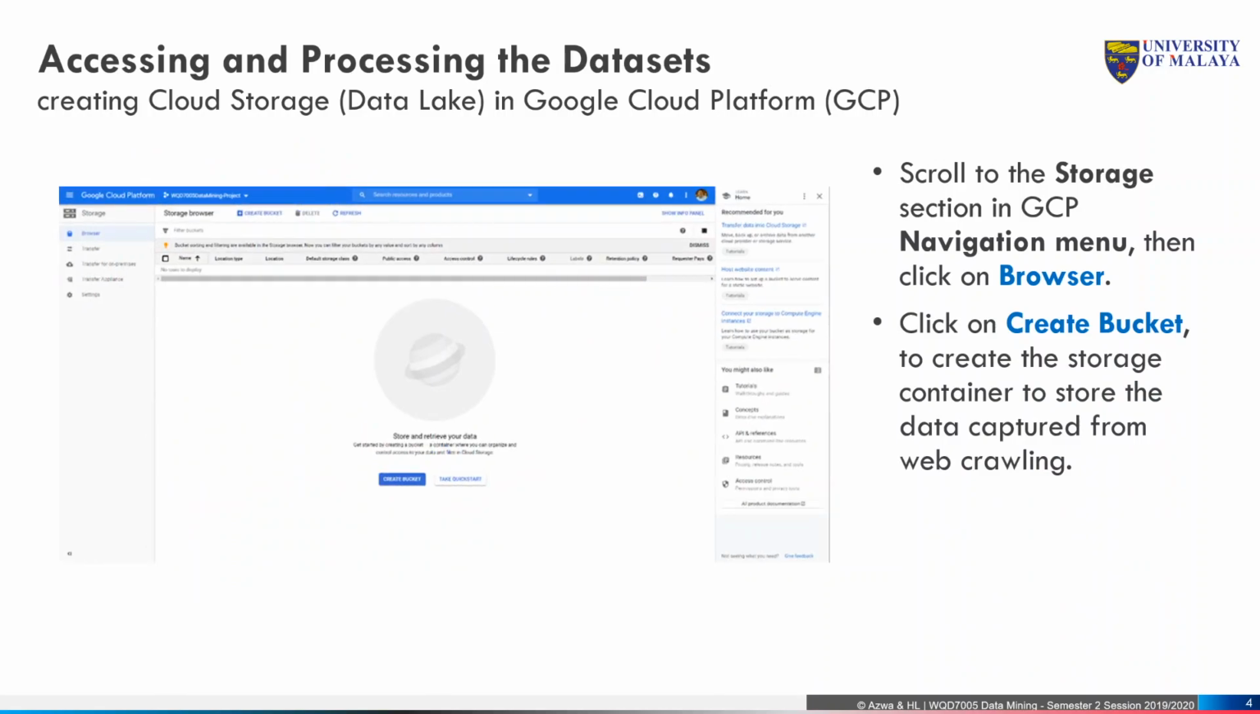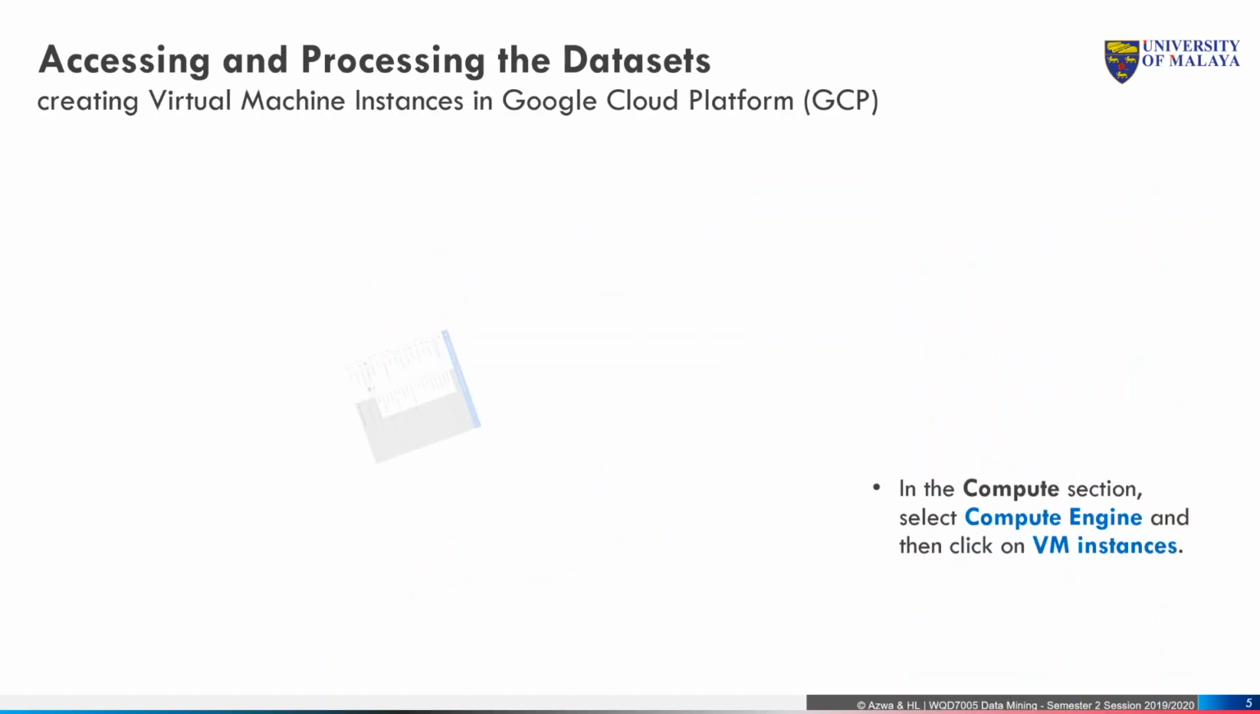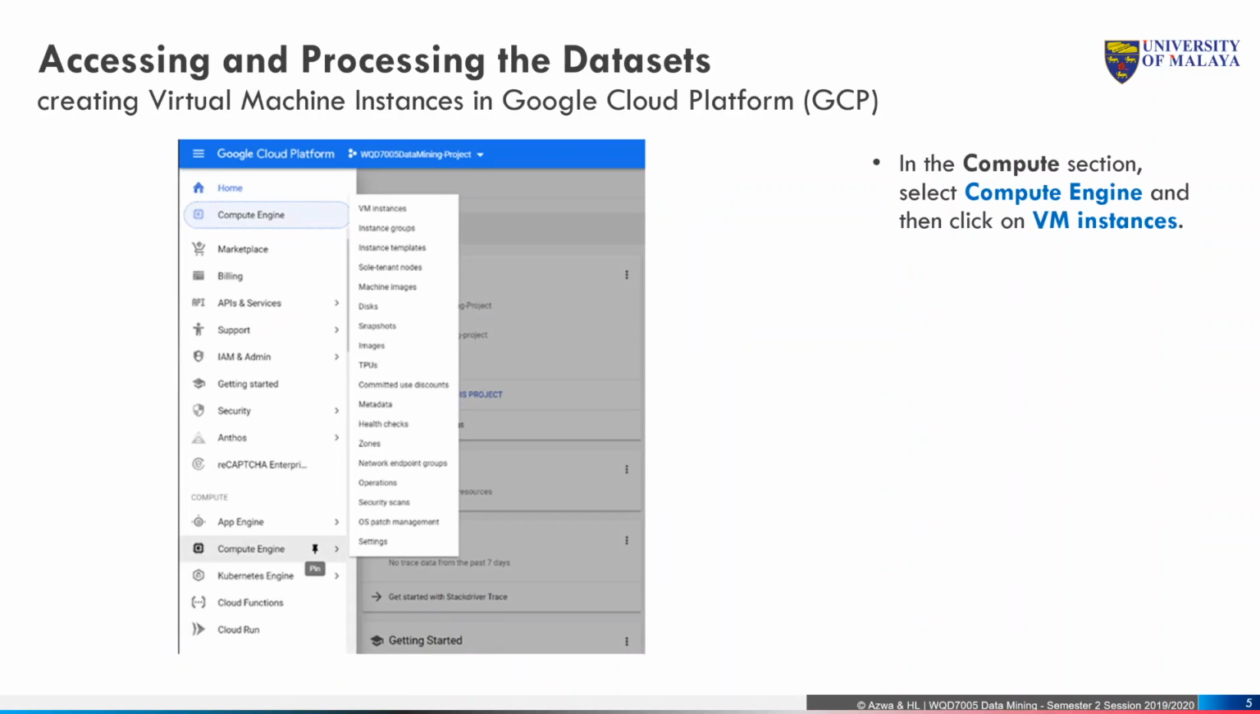When we log into our Google Cloud Platform, what we need to do to set up the new storage is to go through the navigation menu and click on create bucket to create the storage container. And for this milestone 3, we're going to name our data lake storage container, or the cloud storage, as WQD7005DM-COVID-19-DS.